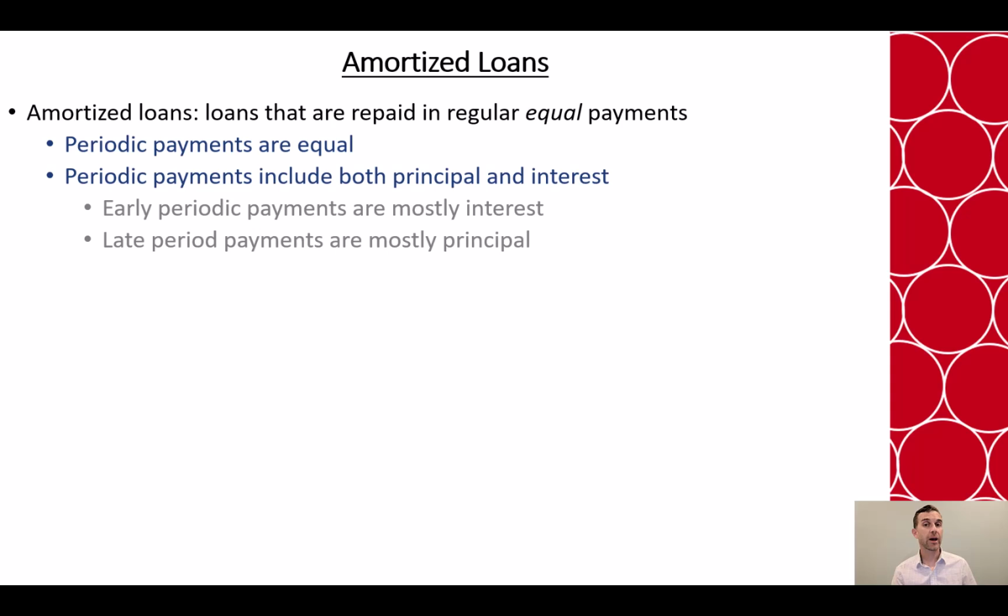Think about when you buy a car, you get a regular monthly payment, or a mortgage is a regular monthly payment. These payments are always equal, and they include both the principal and the interest towards the purchase of that item that you're loaning. Now, recognize because interest and principal are built in together, the early payments that you make are going to be primarily interest, and the later payments are primarily principal.